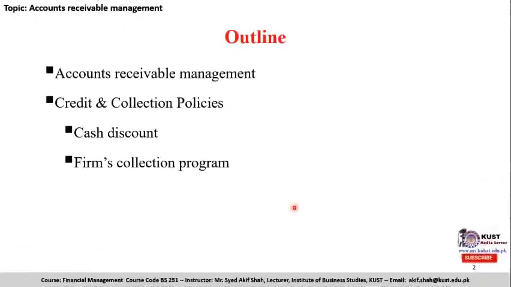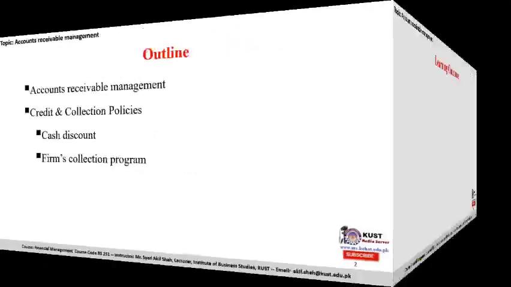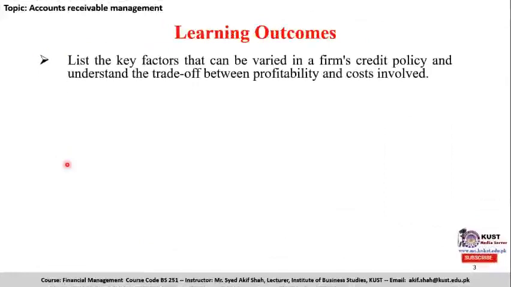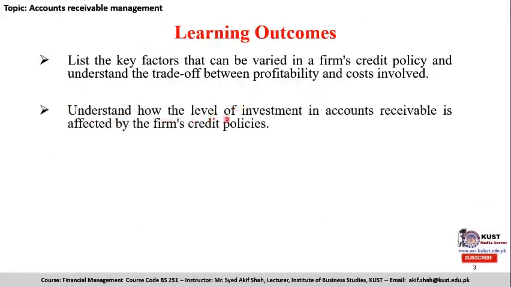The outline of this lecture is covering our broader topic of account receivable management, under which the company is considering its credit and collection policies, and specifically under the umbrella of credit and collection policies, the factors to be addressed are cash discount as well as the firm's collection programs. So our learning outcomes for this lecture will address the firm's credit policy and to understand the trade-off between profitability and cost involved. Secondly, to understand how the level of investment in account receivable is affected by the credit policies, as we are going to offer them cash discount and other collection policies, and how such alterations or changes will impact the investment level in the firm's overall account receivable.